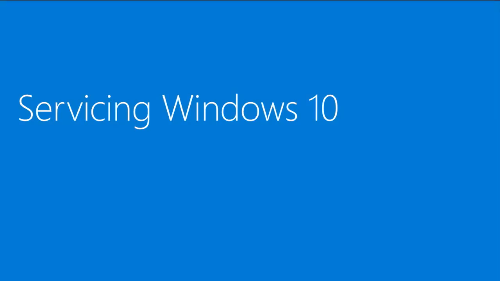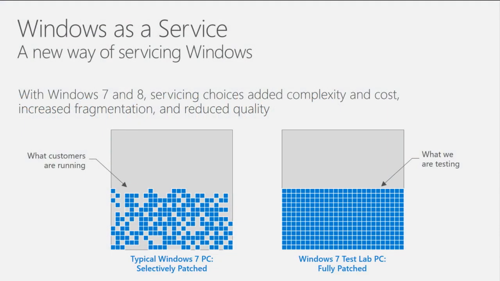So now let's take a look at servicing and what changes we've made in servicing for Windows 10 and what it will mean for you as a developer. To really understand that better, we need to first start with an understanding of how servicing worked, let's say in Windows 7. So each month we release patches that contain both security updates and non-security updates. And what typically happens is organizations will install the security updates, but selectively install these non-security updates. And what we're left with are PCs that are selectively patched and have a lot of different combinations of patches that are created by Microsoft.